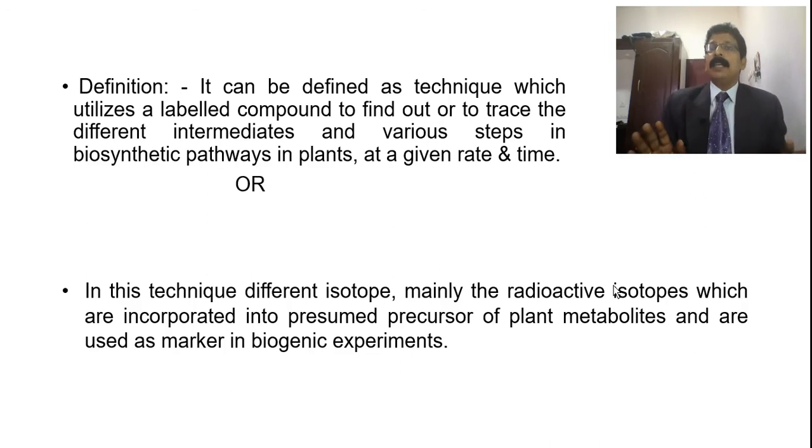Here labeling means incorporating a radioactive isotope into a particular compound. That is called labeling. For example, precursor: we used to study the biosynthetic pathways, and many times I use this word precursor. Even in your synthetic chemistry you might have used words like precursor, initial product, initial reactant.